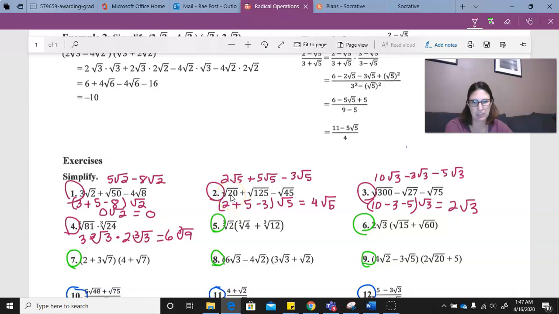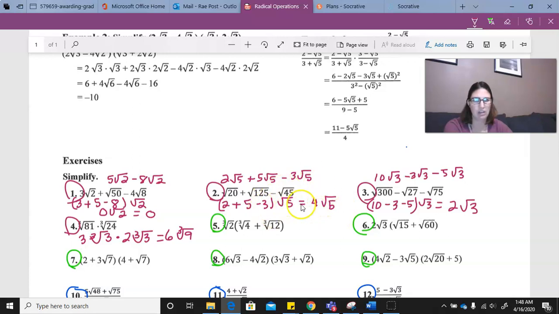You have a square root of 20. You should have written that as 2 times the square root of 5. And then you had to add that to the square root of 125. You can rewrite 125 as 5 times the square root of 5. And then your third term was the square root of 45, which you can rewrite as 3 times the square root of 5. So you take your coefficients and combine them because you all have the same radicand now of square root of 5. So 2 plus 5 is 7, and then take away 3 is 4. So you should have ended up with 4 times the square root of 5.